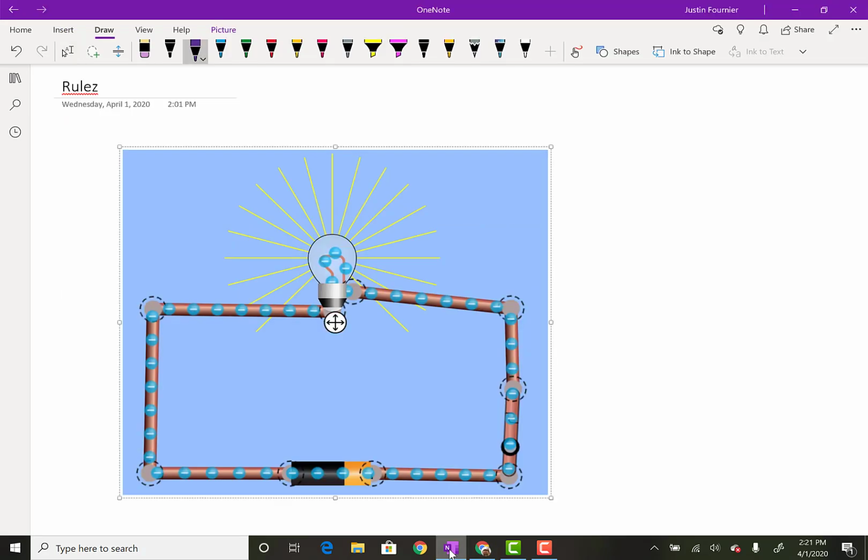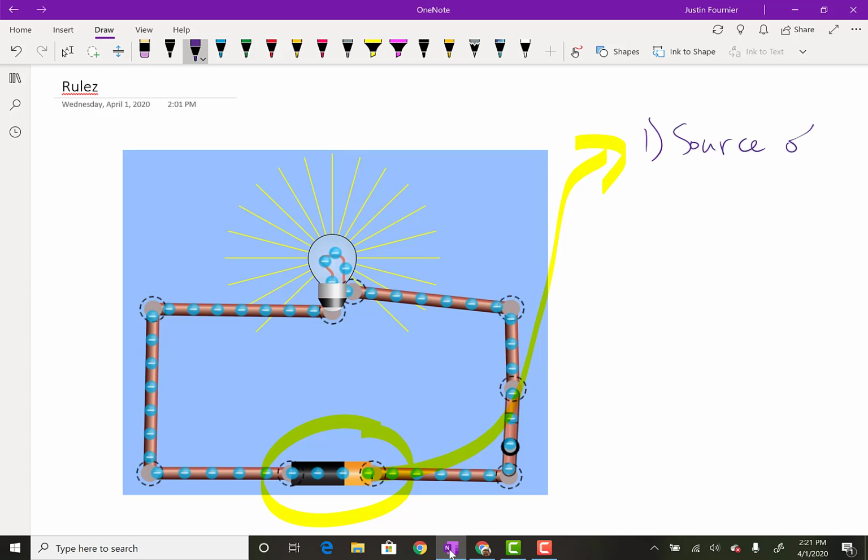So let's look at the components of this. What kind of rules are necessary? Well, one thing I definitely need is a source of energy, and that's what the battery provides. So I need a source of energy.